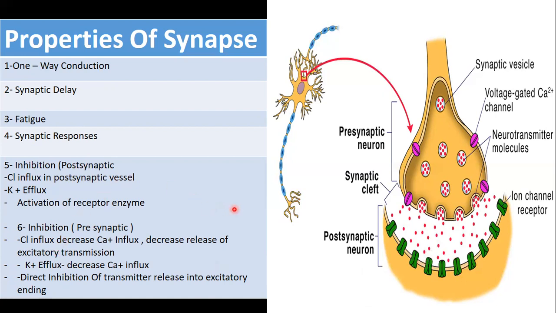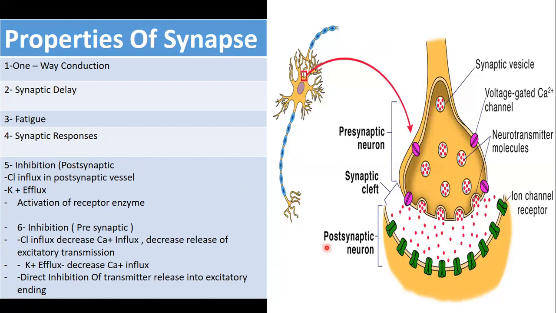Coming to another property, that is synaptic response. What does synaptic response mean? Whatever impulse we receive, first we integrate that information and then we discharge, and that discharge leads to action on our muscles and glands. Then we have the inhibition property. The inhibition mechanism is associated with our presynaptic and postsynaptic parts.